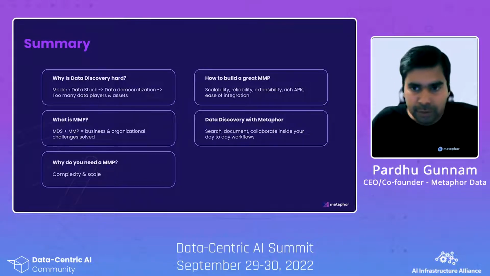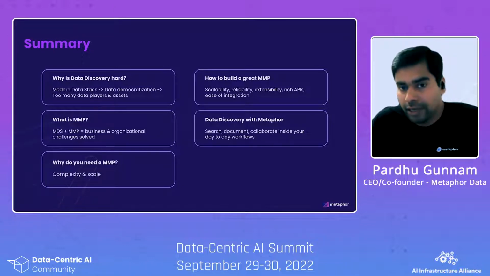And once we are convinced, how do you build a great MMP? All five characteristics: scale, reliability, extensibility, APIs, and integration. And at the last, we also talked through an example of how we really solve data discovery with Metaphor, which is built as a modern metadata platform, with search, documentation, and collaboration across your multiple stakeholders and multiple platforms.